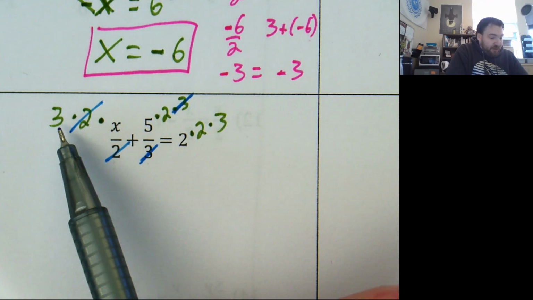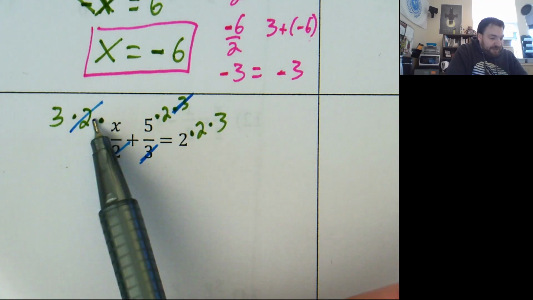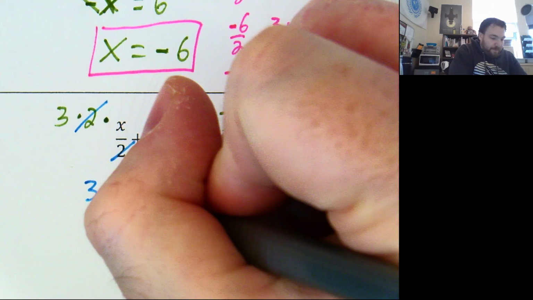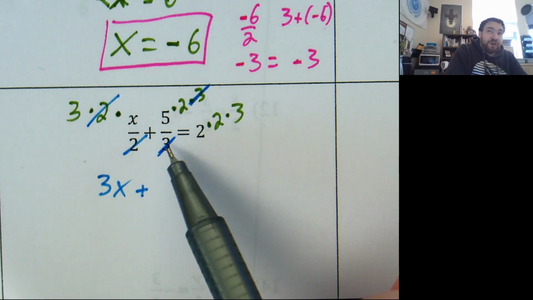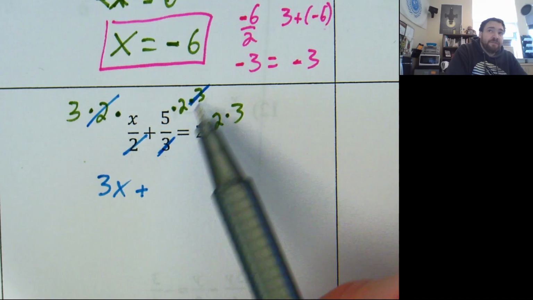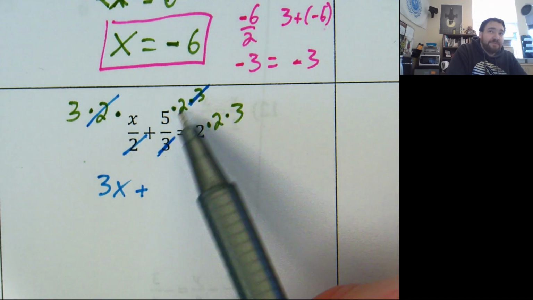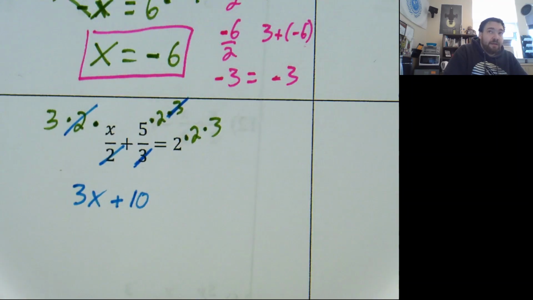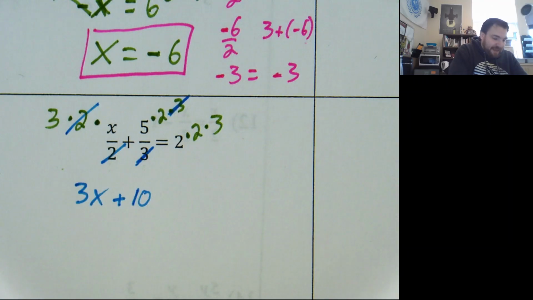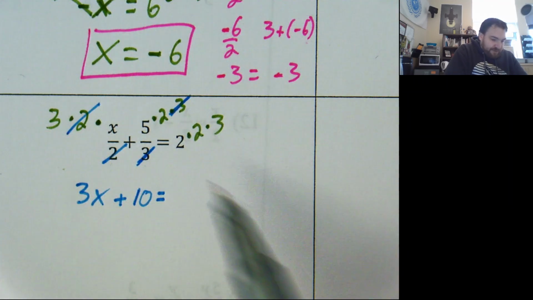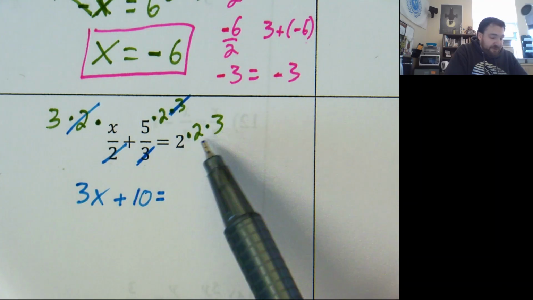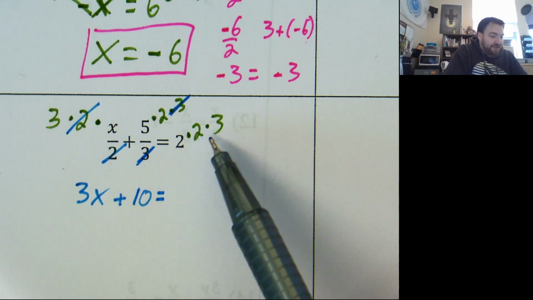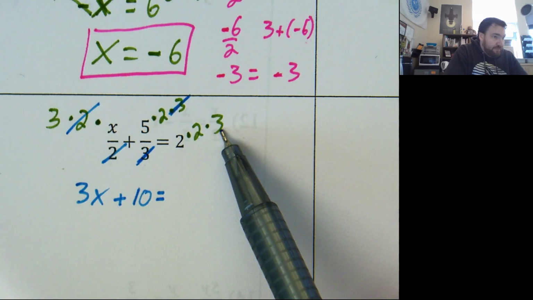So what's left over here? The 2's have canceled, and I'm left with 3 times x, which is just 3x. Plus, in this middle term, my 3's have canceled. I'm just left with 5 times 2, which is, I heard someone whisper 10. And that's going to equal 2 times 2 times 3. 2 times 2 is 4, and 4 times 3 is 12.